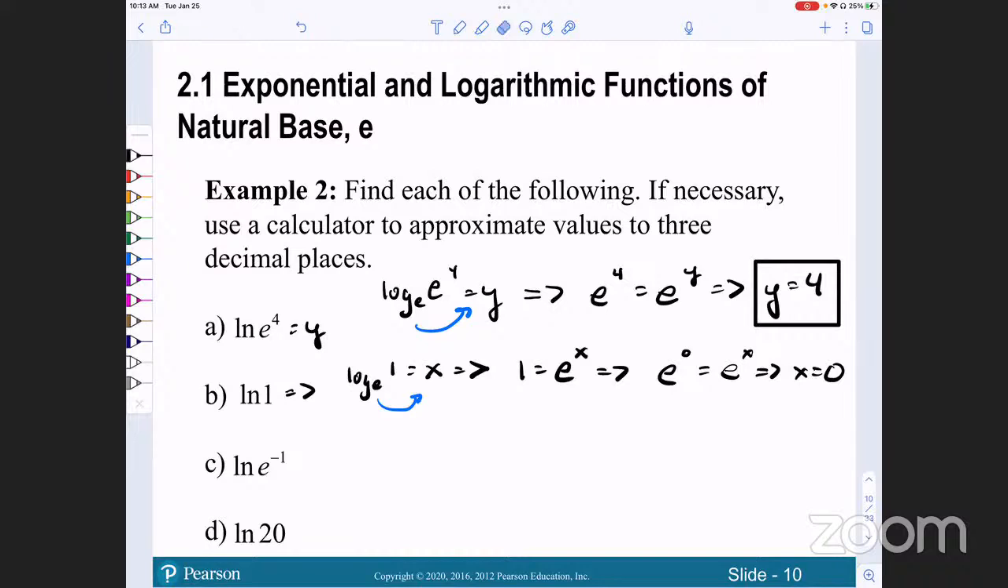All right, let me be consistent. There. Let me get rid of this. Natural log of 1 is 0.